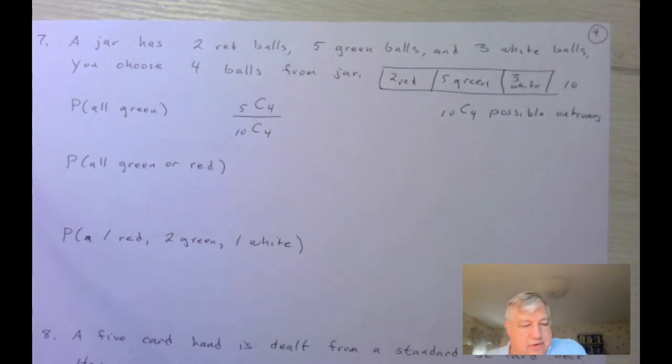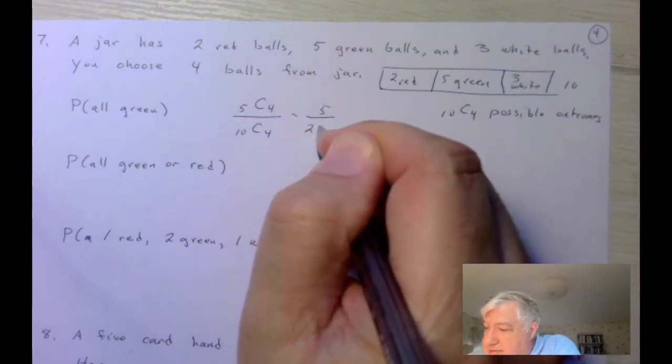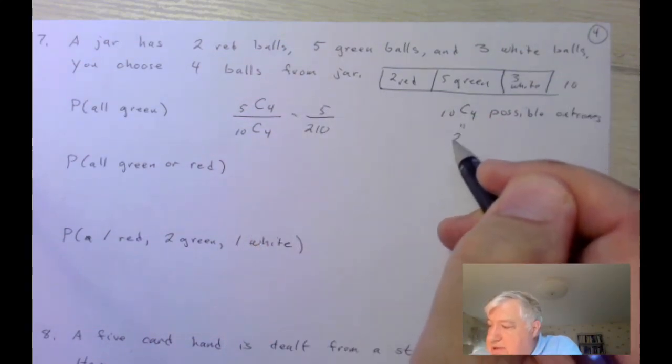And this turns out to be 5. By the way, this turns out to be 5 over 210. This turns out to be 210.